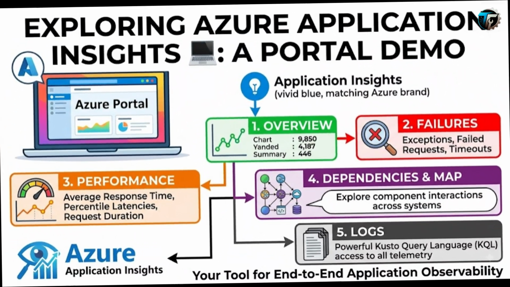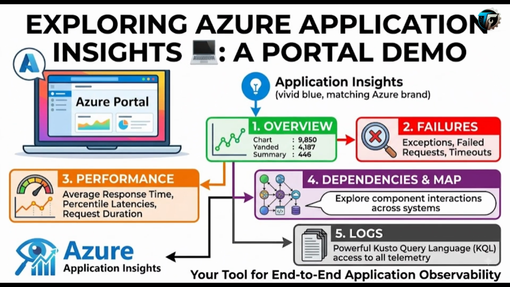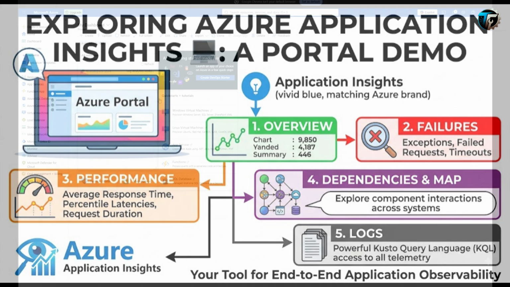Now let's see this in the Azure portal. We'll open our Application Insights resource. From here, we can explore the application overview. We can investigate failures. We can look at performance. We can explore dependencies. And we can use the application map to understand how different components interact. This is where application observability moves from theory into a real operational tool.